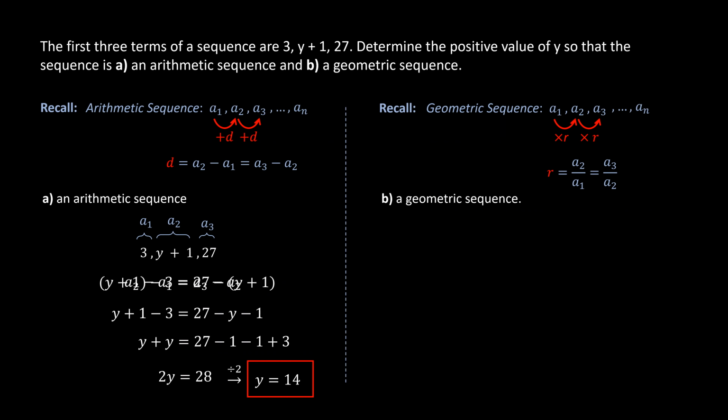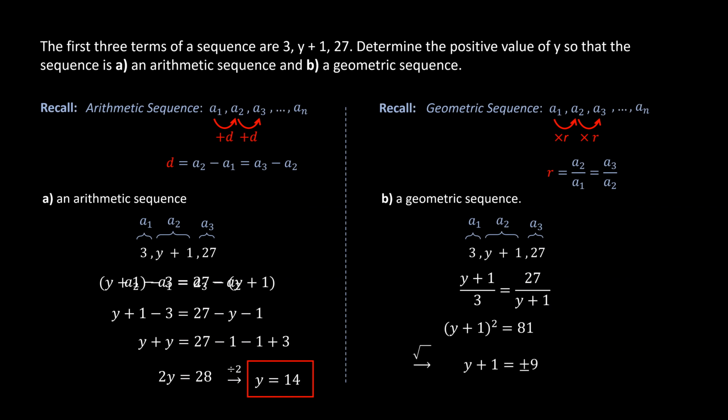In part B, we assume that the sequence is geometric. So we have our terms a1, a2, and a3. And because the sequence is geometric, the ratio of a2 and a1 must be equal to the ratio of a3 over a2. We substitute the terms, and we'll get (y plus 1) over 3 equals 27 divided by (y plus 1). We can cross multiply, so the product of the two (y plus 1)s must be equal to the product of 3 and 27. We get (y plus 1) squared equals 81.